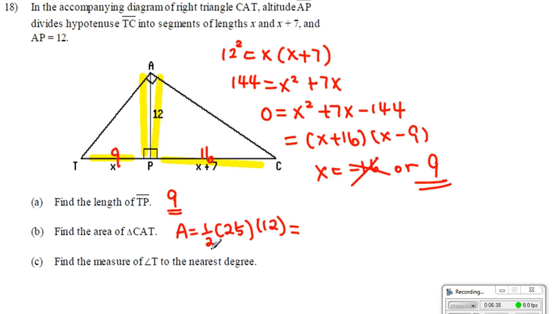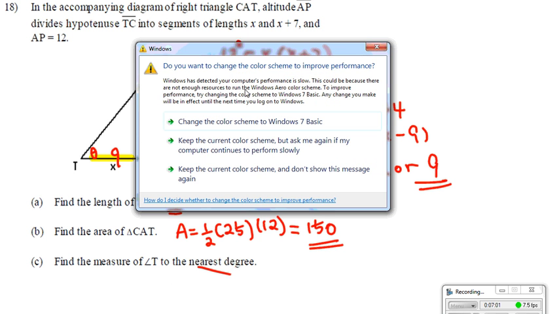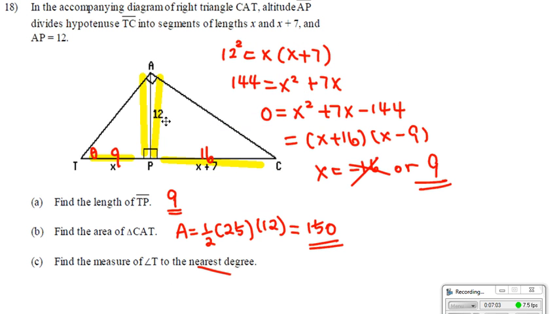Once you calculate this one, we'll end up getting 150 as our answer. All right, find the measure of the angle. Actually, in this one, we don't have to do this one. But if you wanted to do it, if you remember from last year, let's call this angle theta. Then the relationship that we have between 12 and 9 would be such as this.